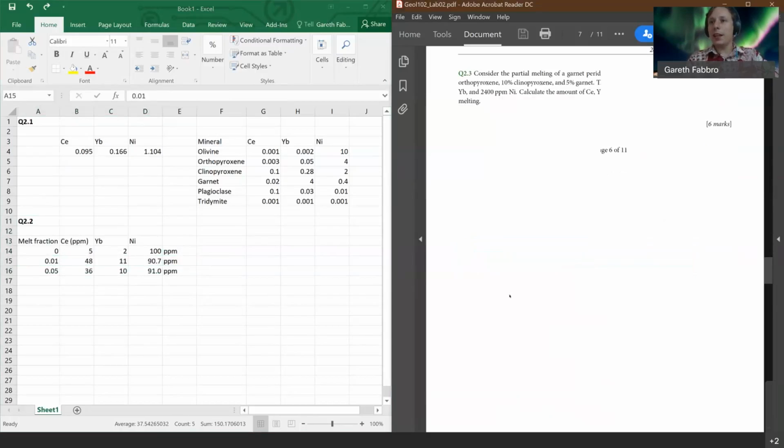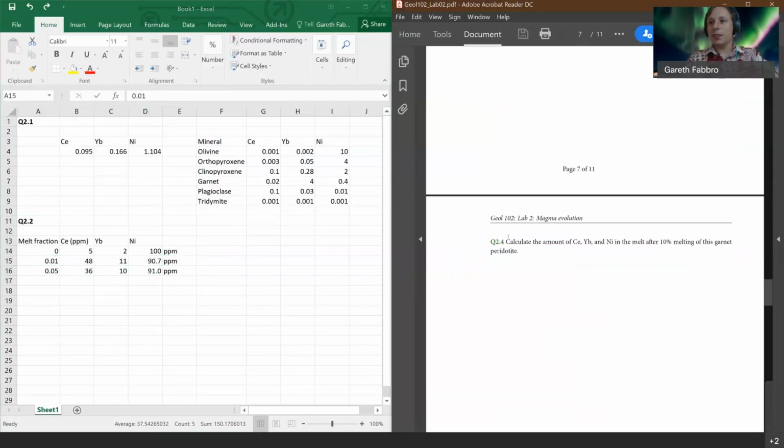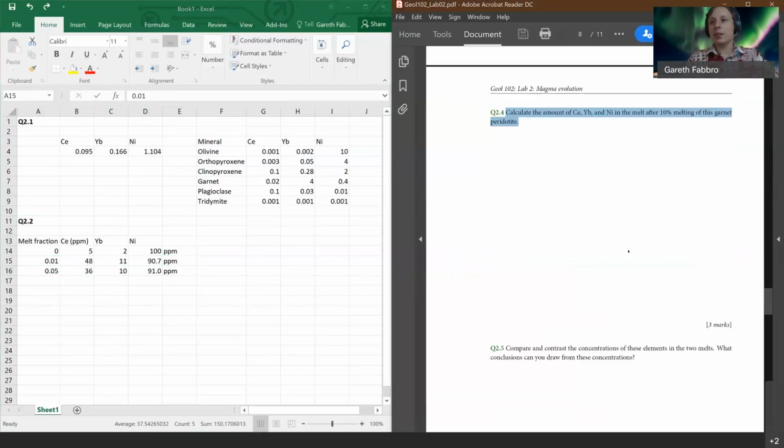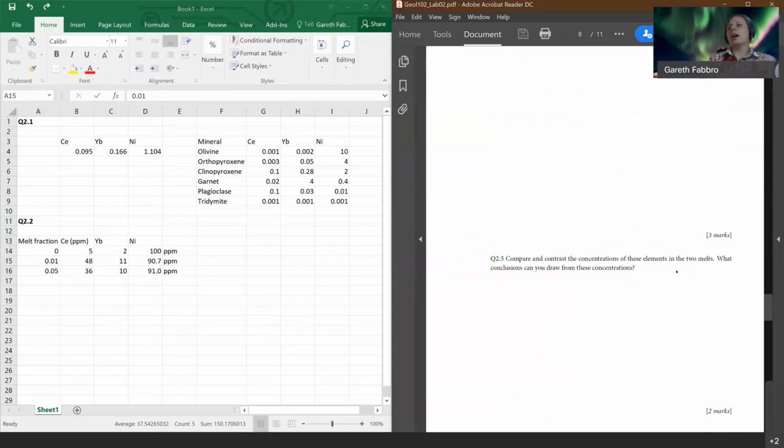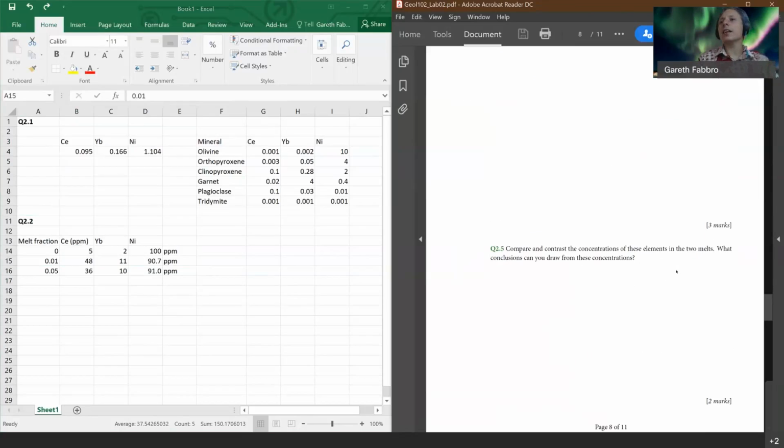And then you do the same, but this is after 10% melting. So you just then add an extra line to your spreadsheet and do 10% melting. And then here, I want to look at the concentrations in the two melts.